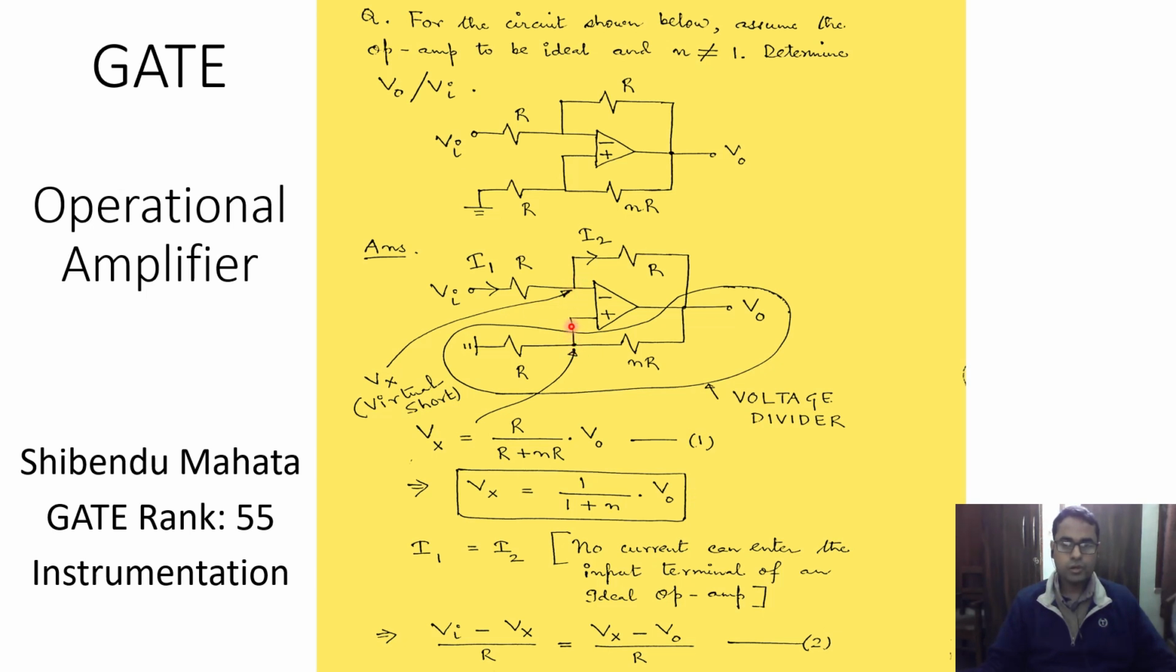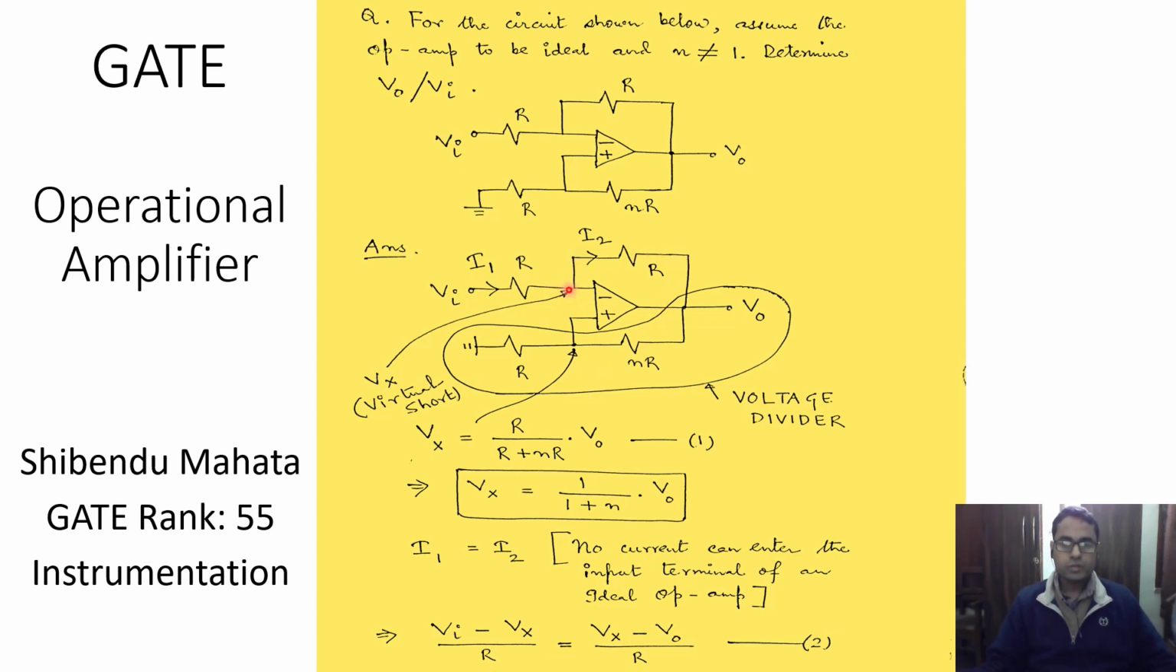because of the concept of virtual short. Therefore we can proceed with KCL at this node. If this is the incoming current I1, then I1 can branch into I2 and another current that can enter the input terminal of the op amp. But because this is an ideal op amp, the current that enters the input terminal of the op amp is 0, and therefore I1 is equal to I2.